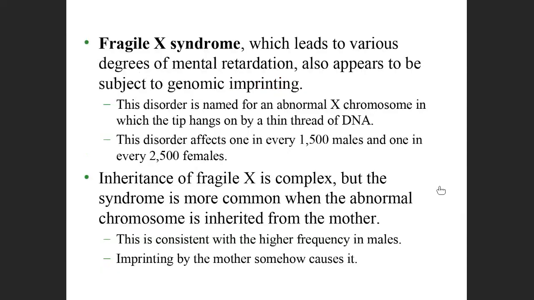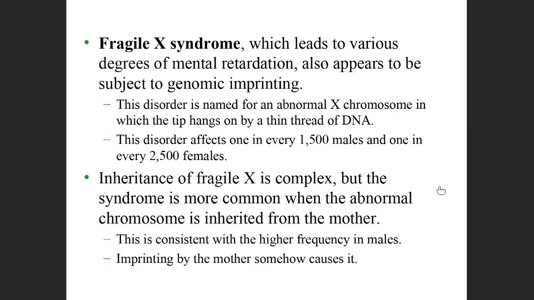Fragile X syndrome. The X chromosome is fragile, meaning it can break. This usually happens at the tip, where the tip of the chromosome is held onto the rest of the chromosome by one strand of DNA, and so it can break off very easily. If that happens, those genes are lost, and so it's normally not a good thing. It can lead to different degrees of mental retardation, and it appears to be subject to genomic imprinting.